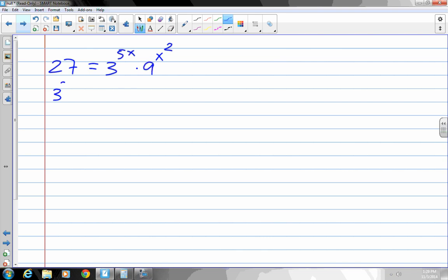So I can use base 3 here. 27 is 3 cubed. The other guy stays the same. And this is 3 squared to the power x squared, right? So again, proceed with the rules of exponents, see whether we can simplify that. So it's 3 cubed equals 3 to the power 5x times 3 to the power 2x squared.